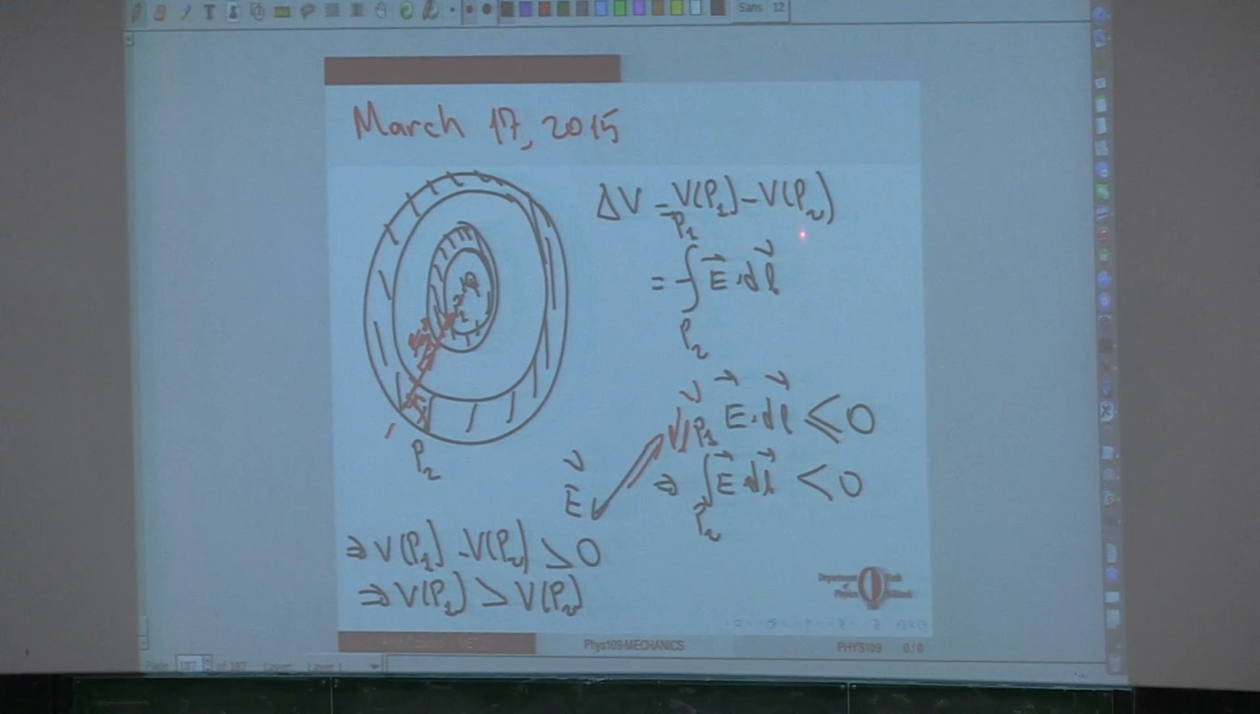Yes, I'm going from P2 to P1. No, I mean, this is the definition. You start from P2 and go to P1. This is my final point, this is my initial point. The definition is always a minus sign.